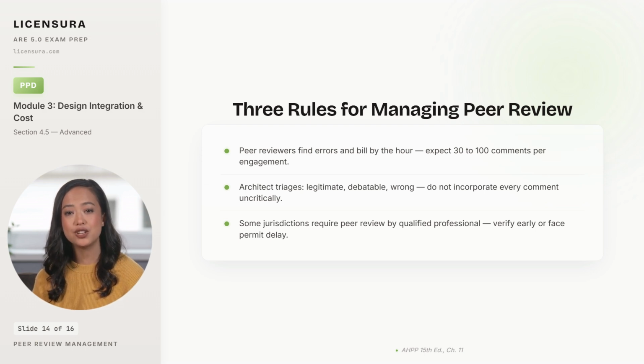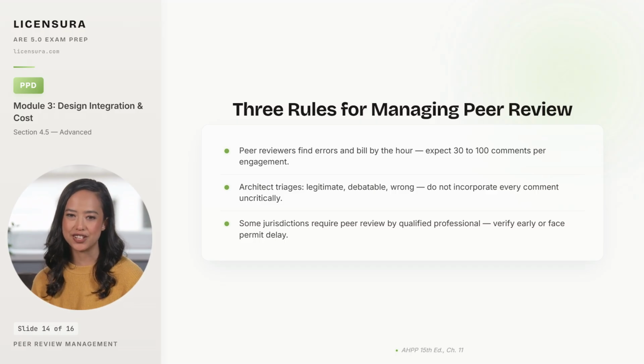Second, the architect triages comments rather than incorporating every one uncritically. Legitimate comments get implemented, debatable comments get a written response explaining the design rationale, and wrong comments get a polite written rebuttal. Some peer review comments will conflict with owner direction or with scope decisions that have already been made, and those have to be managed like RFIs rather than dropped into the documents.